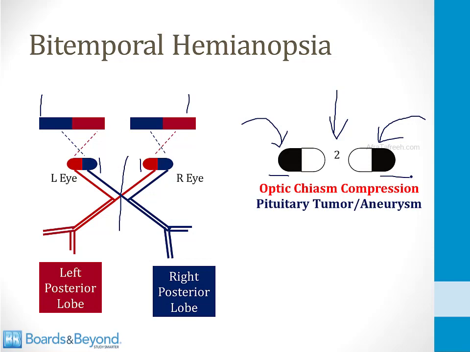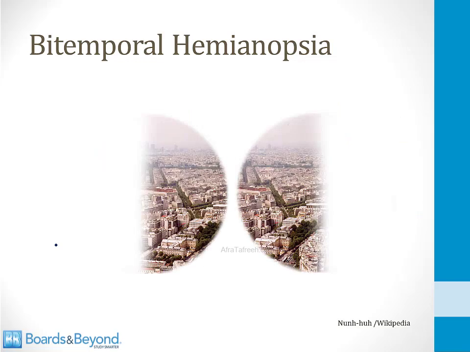And the classic conditions to cause this are something that compresses the optic chiasm. Specifically, this classically occurs in the setting of a pituitary adenoma or an aneurysm. Both of these conditions can compress the optic chiasm and result in bitemporal hemianopsia. And this is another picture to show you what the world would look like to somebody who has bitemporal hemianopsia. They would see on the inner portion of both visual fields, but they would have no sight on the outer portion of both visual fields.